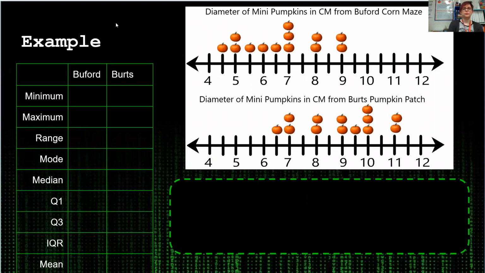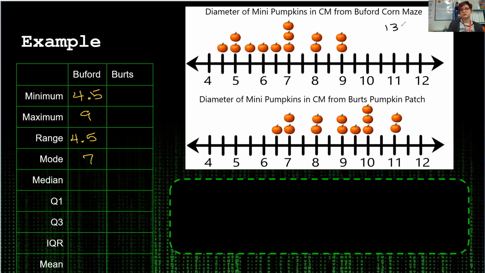So we have 2 pumpkin patches, the Buford corn maze and Burt's pumpkin patches, and we have some measurements of their mini pumpkins, the diameter, and this is given in centimeters. So for Buford, the minimum is 4.5 centimeters. The maximum is 9. That gives us a range of 4.5 centimeters. The mode is 7. The median, so if I count, there are 13 pumpkins.